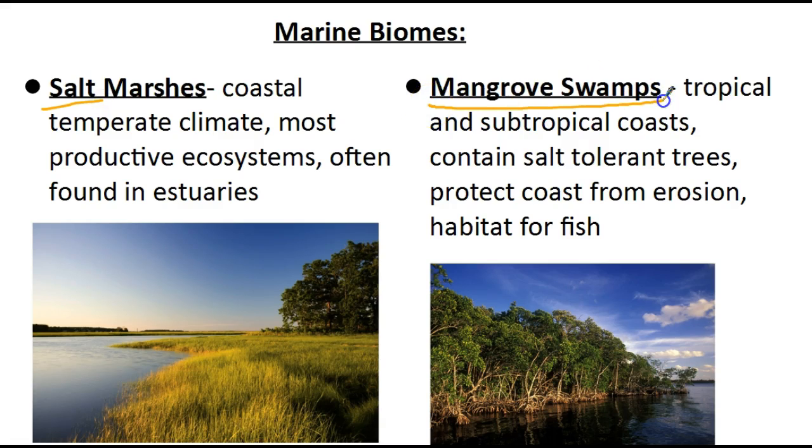Mangrove swamps. These are found in the tropics. The trees here are on the coast of the ocean, so they're salt tolerant, which is unique. We talked about how they protect the coast from erosion and are habitat for fish, some of the same things that coral reefs do, so very similar. Anytime we get something on the edge of a coast, you could say the same thing for salt marshes: they help prevent erosion and provide habitat for fish.